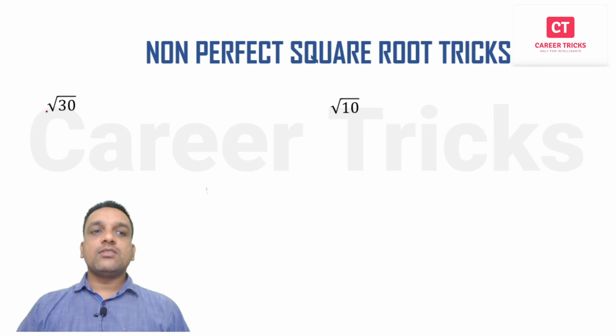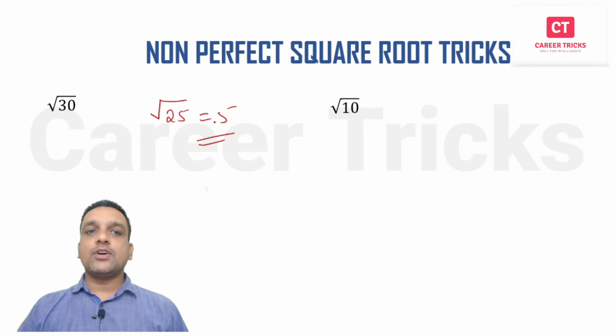But here, square root 30 is there. If you have square root 25, you can easily write the answer is 5. This is a perfect square root number. Square root of 25 is 5.